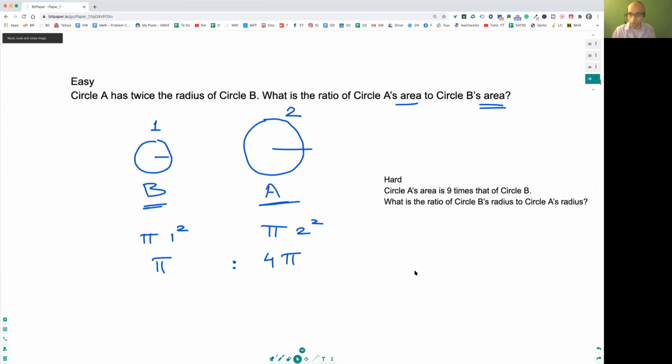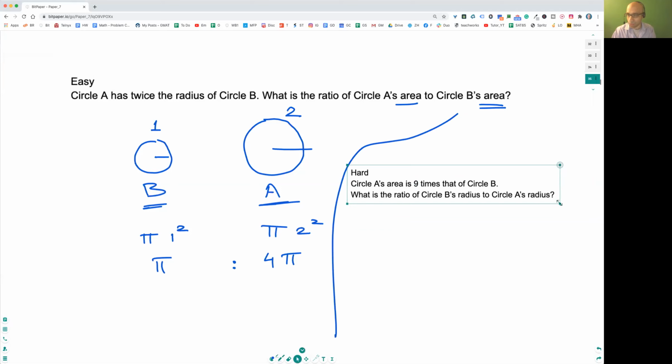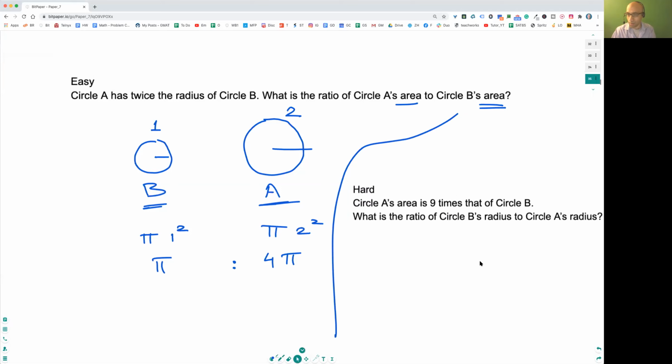For those who have already solved this easy problem, try this hard problem. That's a slightly harder problem, a challenge problem for those who want a score above 700. So this is a 700 plus problem.